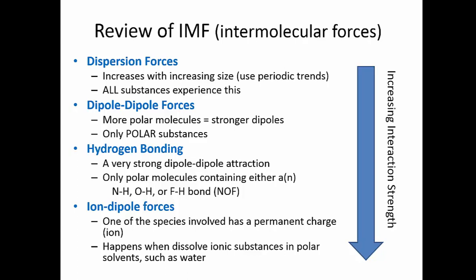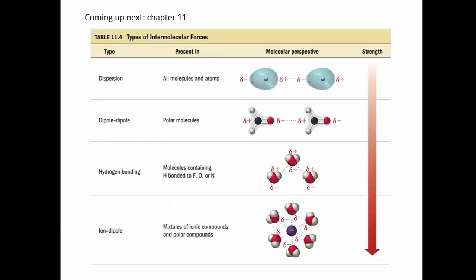Hydrogen bonding occurs within a subset of polar molecules that have a hydrogen bonded to a nitrogen, oxygen, or fluorine. That's a particularly polar bond, and that's a stronger intermolecular force there. And you can have ion dipole forces in which one of the species involved has a permanent charge. It's actually an ion, and so that ion dipole attraction will be a little bit stronger than a dipole-dipole attraction.